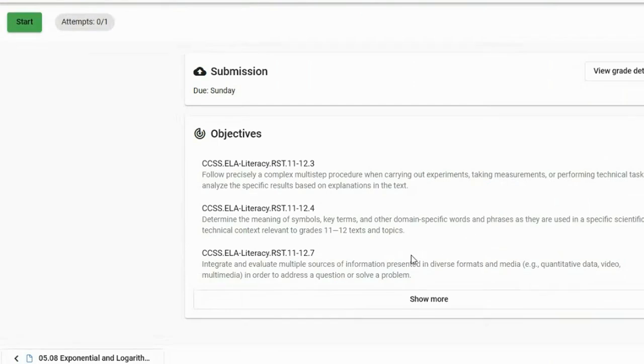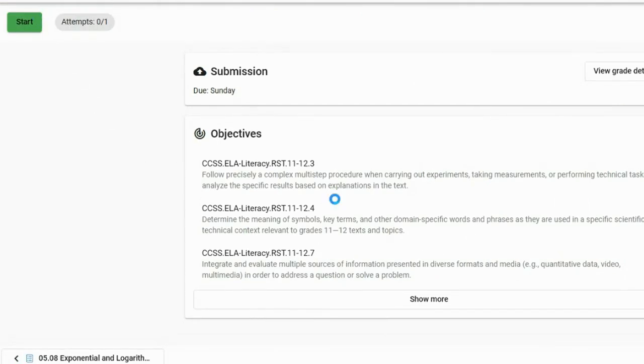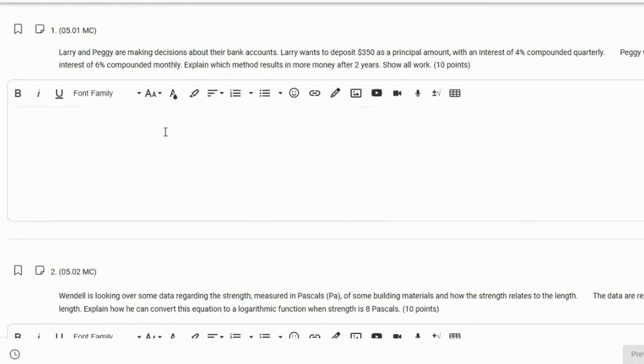Yes, I know, I want to leave. Part two is where it gets tricky because it's not multiple choice. It's this big blank right here. Larry and Peggy are making decisions about their bank accounts. Larry wants to deposit $350 with an interest of 4% quarterly. Peggy wants to deposit $350 at 6% monthly. Show all your work to see who's going to have more money after 2 years. Which one? Show the work. Do the work for Larry, then do the work for Peggy.